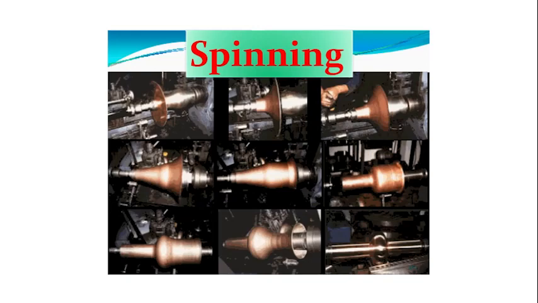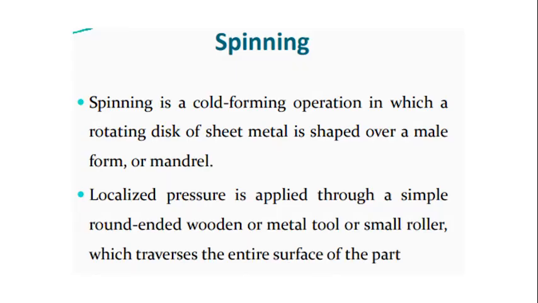Now move on to one more process, that is spinning. This is a very easy process, as you can see in the drawing picture. Spinning is a shell forming operation in which a rotating disc of sheet metal is shaped over a mandrel. There will be localized pressure applied through a simple rounded-end wooden or metal tool. So there will be a rotating sheet metal and one mandrel. And the mandrel has the configuration, the shape, whatever shape we want for our end product.